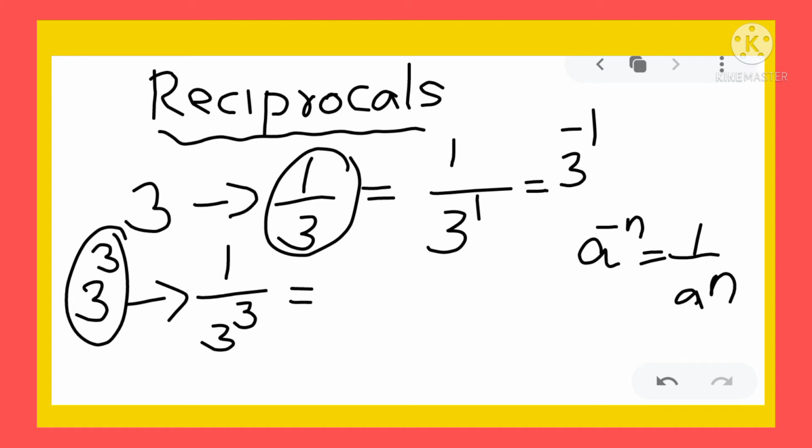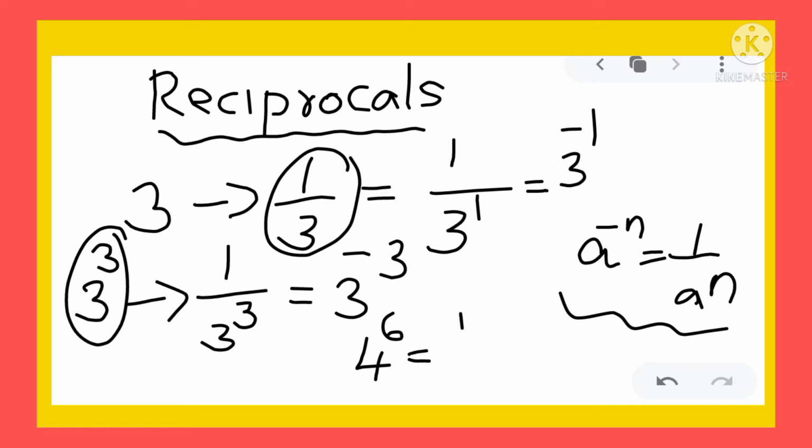That can be written as 3 raised to negative 3. And 4 raised to 6. What is the reciprocal of 4 raised to 6? 1 by 4 raised to 6. And this can be written as a negative power, that is 4 raised to negative 6. Here we can find 3 is the number, its reciprocal is 3 raised to minus 1. 3 raised to 3 is a number, its reciprocal is 3 raised to negative 3. 4 raised to 6 is the number, its reciprocal is 4 raised to negative 6.